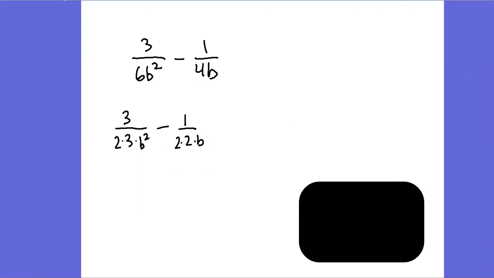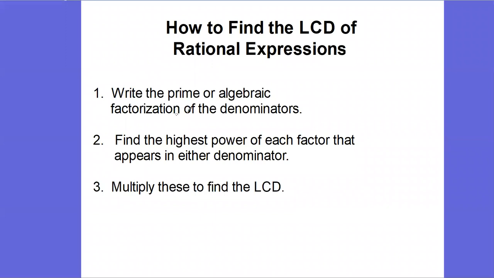Now, one thing that's jumping out at me here is that you're allowed to reduce this. You have this common factor of 3 over here. 3 divided by 3 is 1. So let's rewrite that fraction as just 1 over 2b squared minus 1 over 2 squared times b. Okay, so that takes care of the prime or algebraic factorization of the denominators.